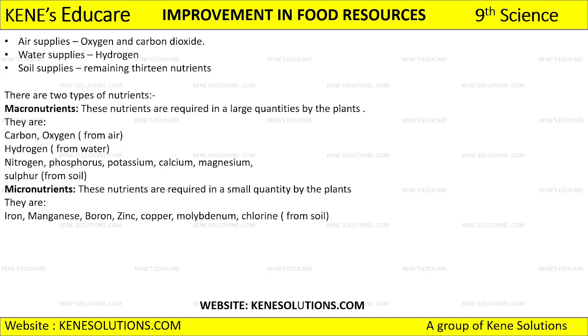After this, we discussed the three different supplies through which plants get their requirements fulfilled. The first one is air supply. Through air, plants need oxygen and carbon dioxide. We have water supply. Through water, plants get hydrogen. And lastly, we have soil supplies, which provide the plant with 13 nutrients, because plants need a total of 16 nutrients, right? And we have discussed that nutrients are of two types, macro and micronutrients. So I want you all to please go through this as well.